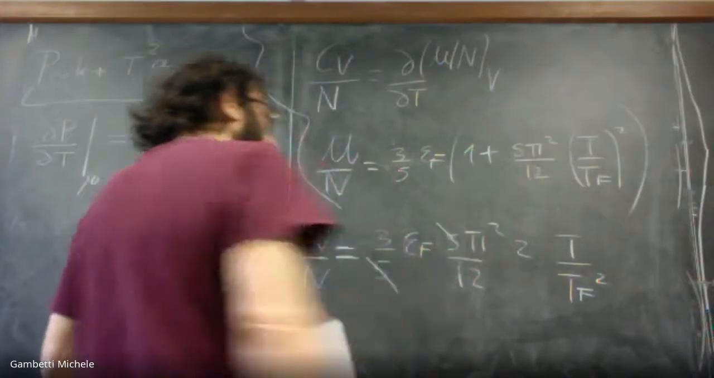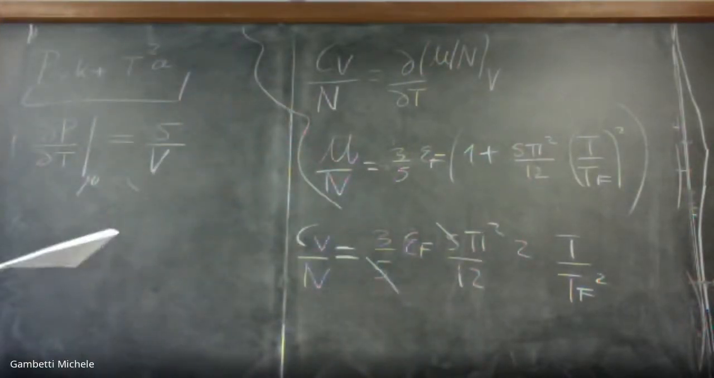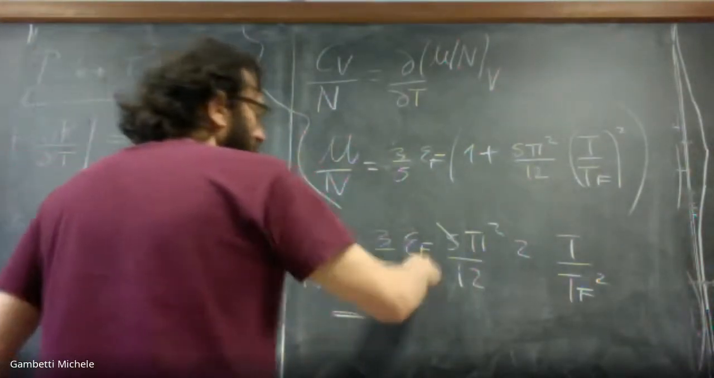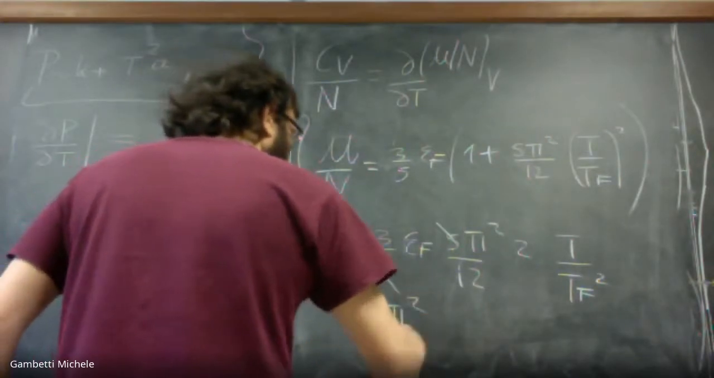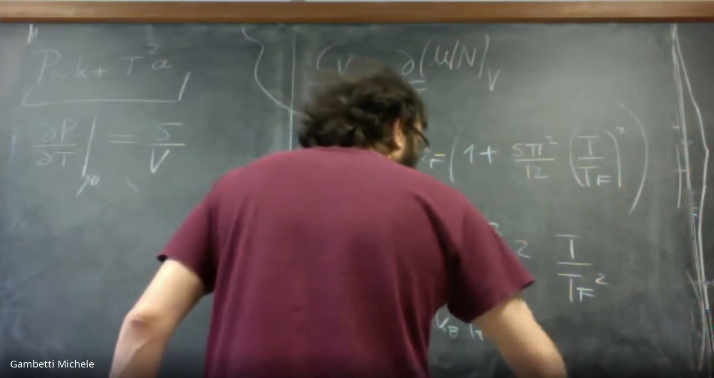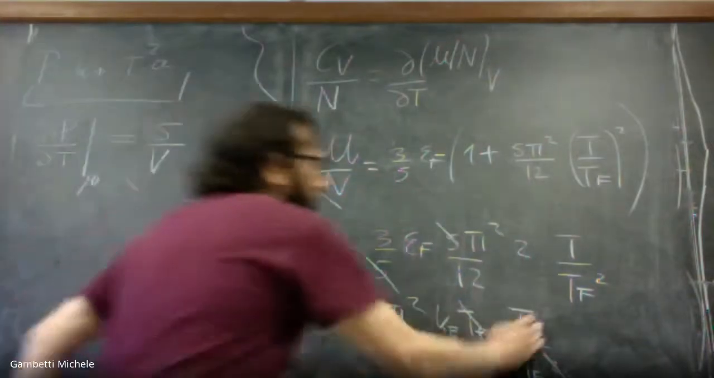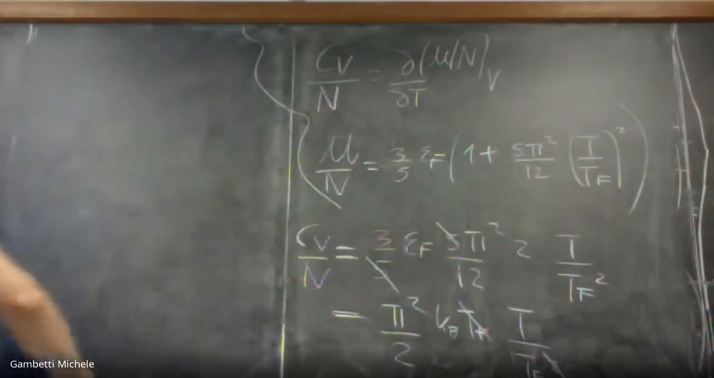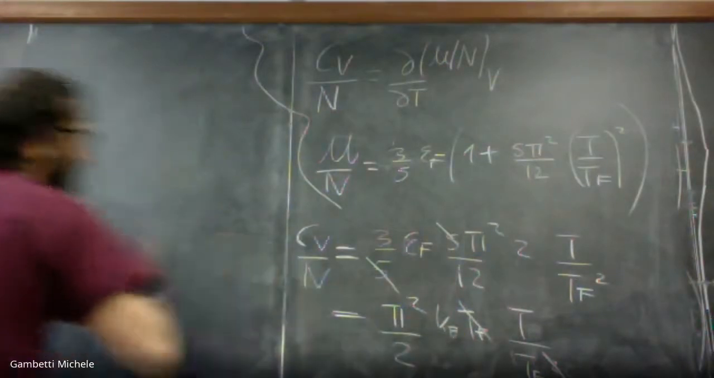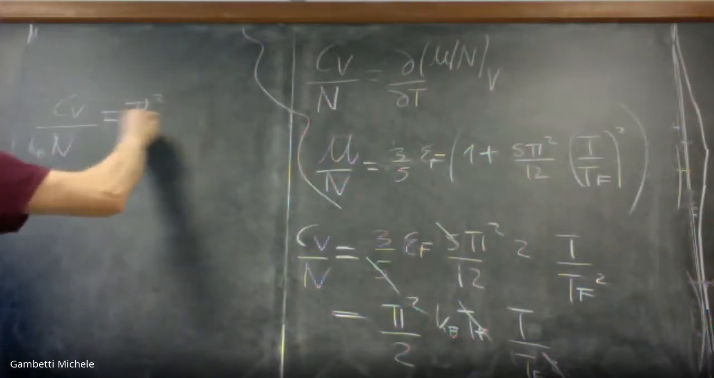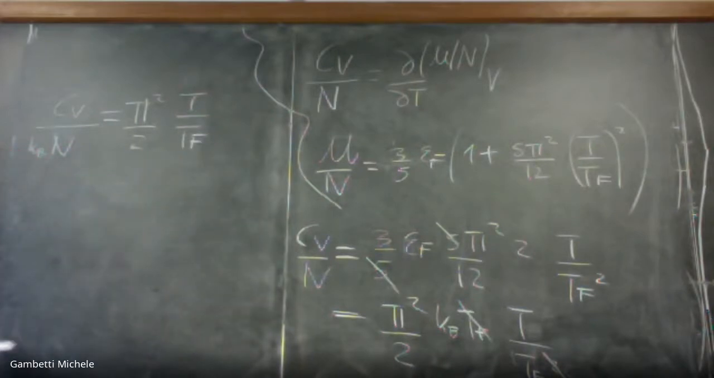Okay, the 3 and the 2 go away, and what remains is 2. Yes, this is correct. Now, EF is KB TF. So I have a pi squared divided by 2, then a KB TF from EF, then T divided by TF squared. Sorry, it's not TF, it's T divided by TF squared. Therefore, I have that Cv divided by, let me put this KB here, which is the standard way to make a comparison with the classical gas, is pi squared divided by 2 times T divided by TF. Okay, I think it's correct.